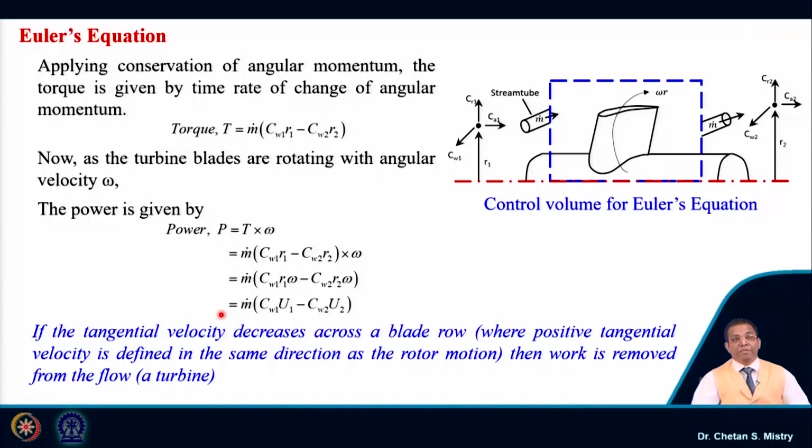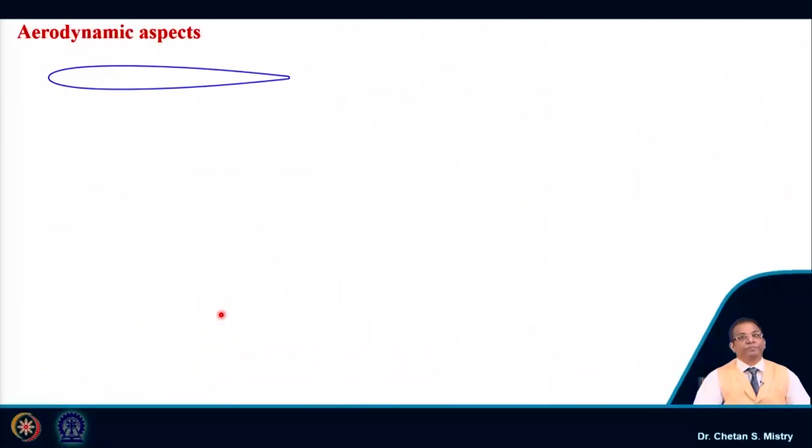And it says if my tangential velocity decreases across the blade, that means positive tangential velocity, that is in the same direction of rotor motion, then we can say we are extracting the work from the working fluid, and that is what is defined as a turbine. Okay. Now, this is very important when we will be discussing the configurations for different engines. We will be touching this point again.